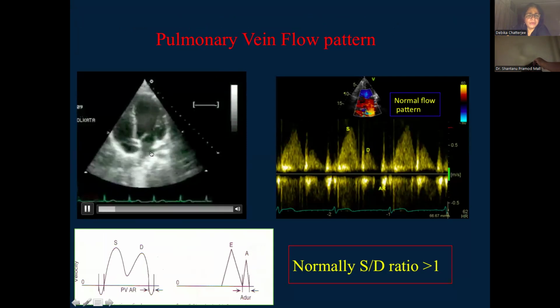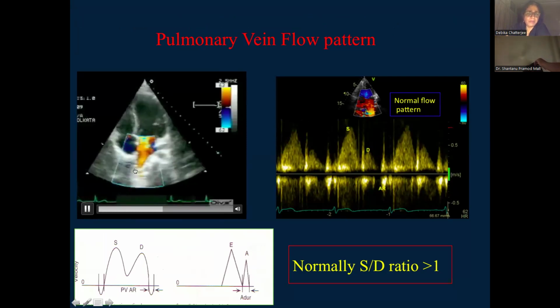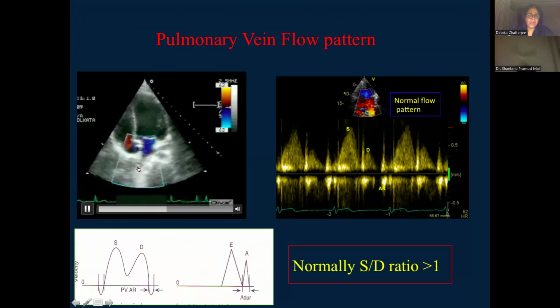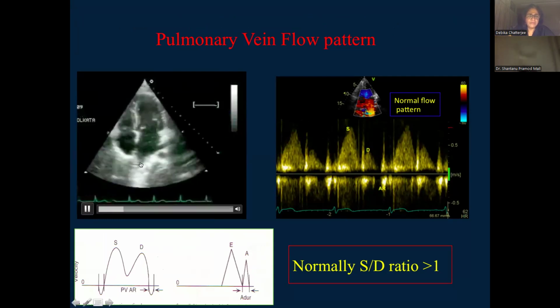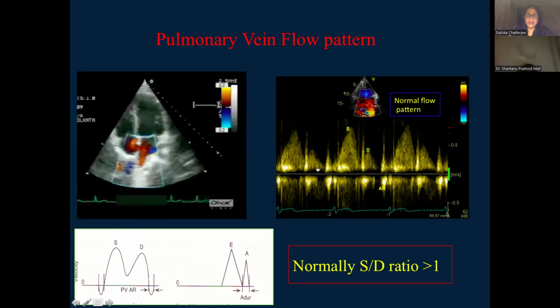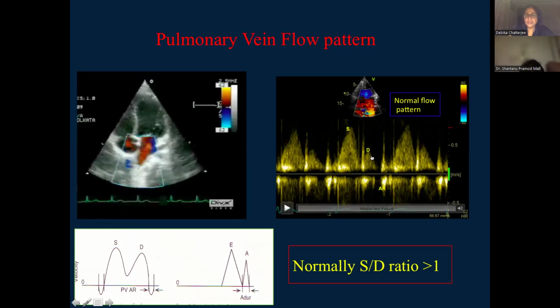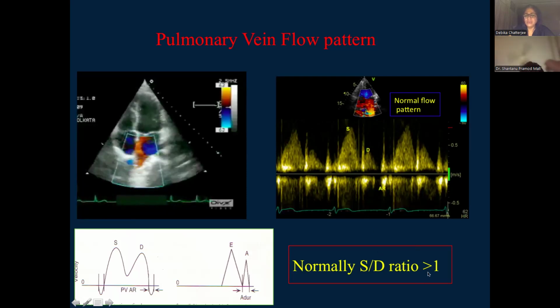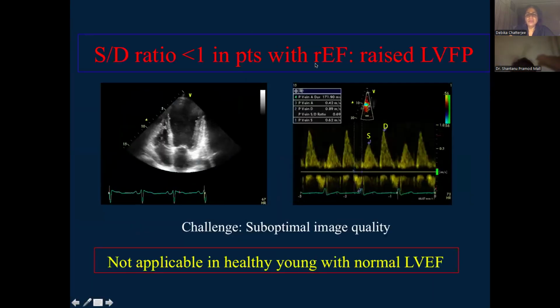In the apical 4-chamber view, it's difficult to image the pulmonary vein because it's a posterior structure, in the posterior part of this sector. But nowadays you can get it with good machines. You place the sample volume inside the pulmonary vein and you get the systolic wave and diastolic wave. Normally the systolic wave is more than the diastolic wave, with a ratio more than 1. But if the patient has reduced ejection fraction, you may get a systolic wave less than the diastolic wave.